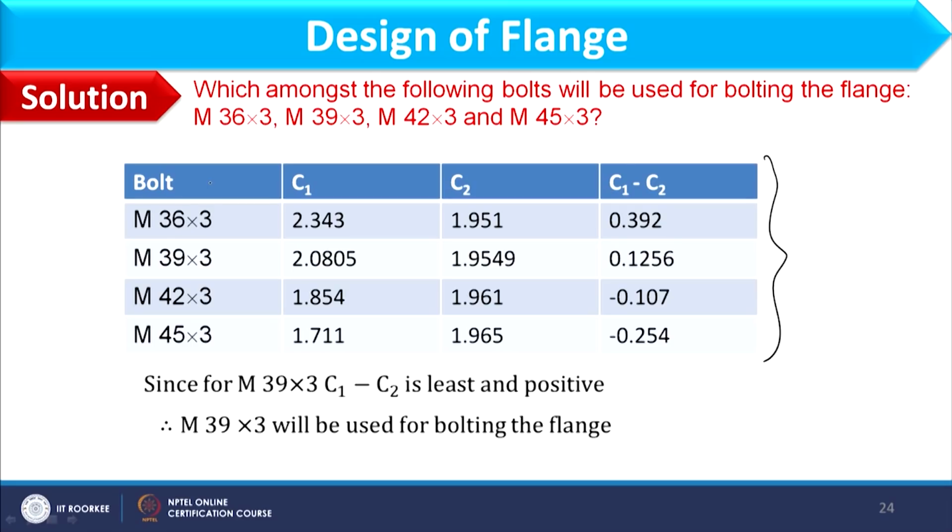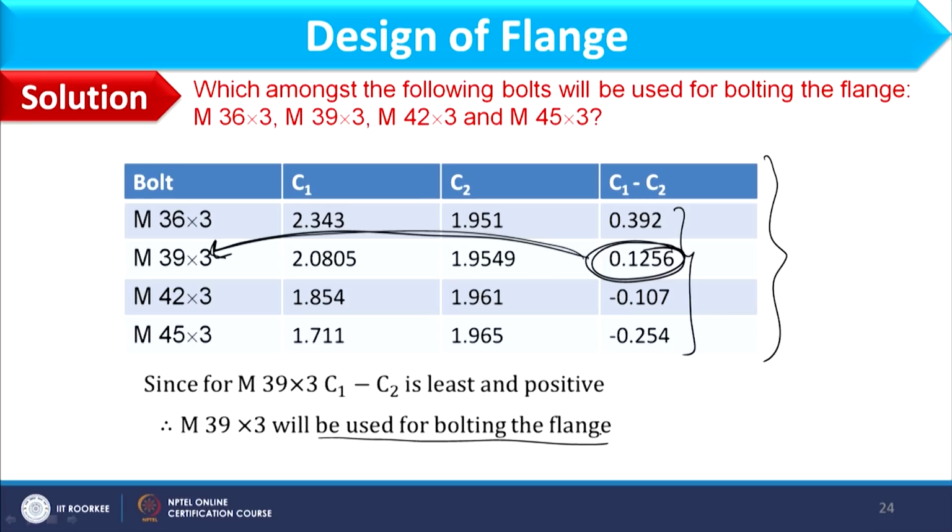Now, we will summarize the results of these bolts. The summary is given in this table where I have the bolt, C1, C2 and C1 minus C2. So, you can see here that I have to choose the bolt which has C1 minus C2 positive and least. So, it will come out for this particular bolt, and accordingly the bolt which I have to choose is 39 into 3. So, 39 into 3 will be used for bolting the flange.